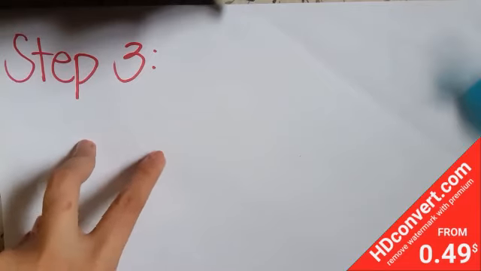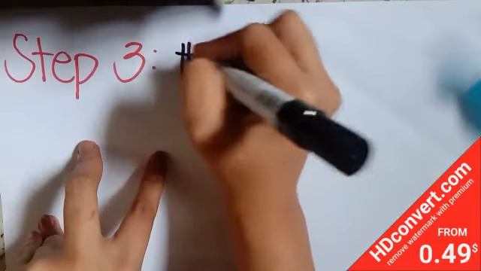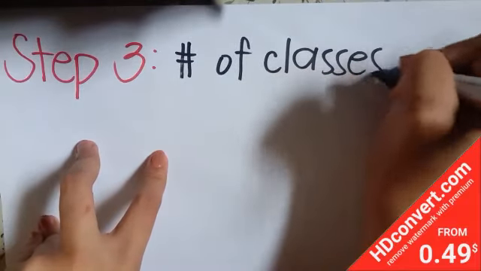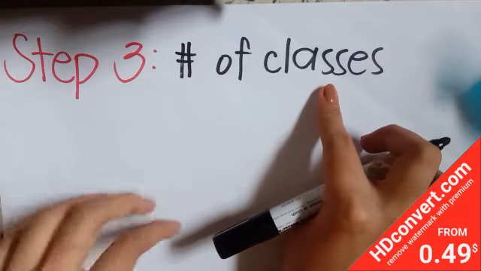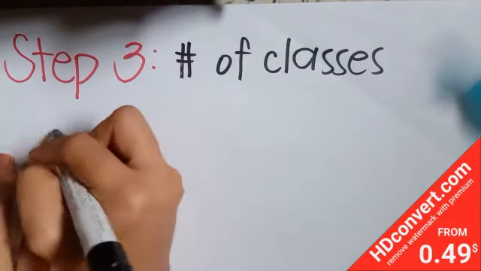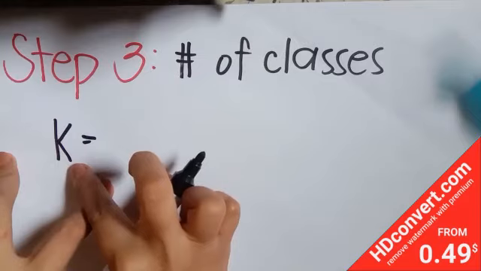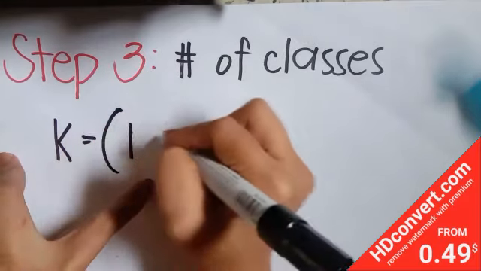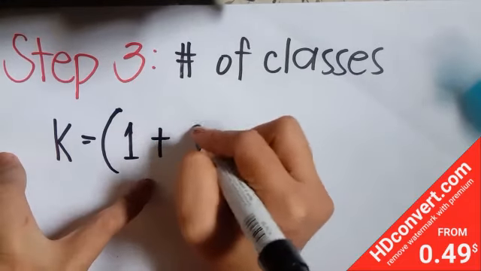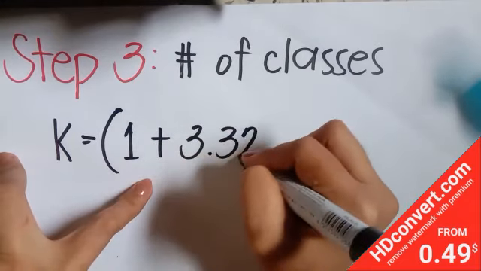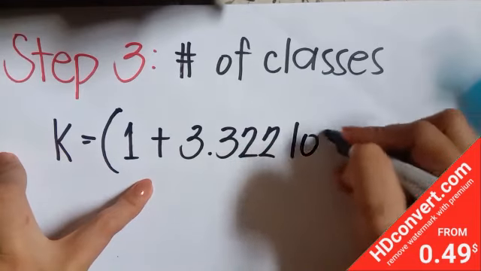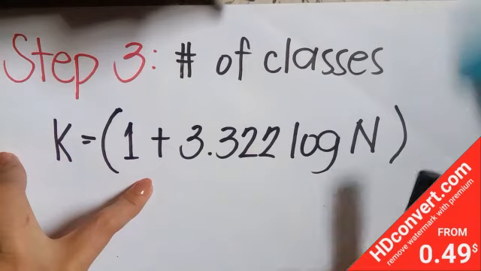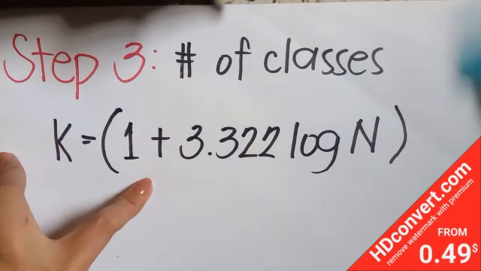Okay, so third step, hahanapin natin si number of classes. So, paano ba natin mahahanap si number of classes? So, we have given formula na K stands for number of classes is equal to 1 plus 3.322 log n. So, ano ba pag sinabi nating n?